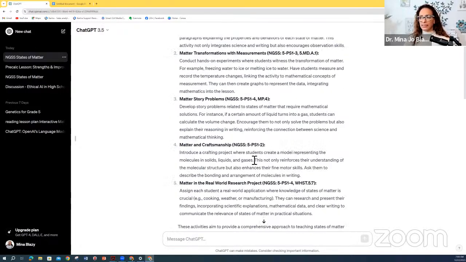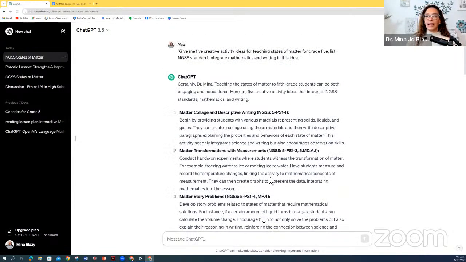So these are just some examples. Master craftsmanship: introduce a craft project where students create a model representing the molecules. I like that idea, hands-on activity. And then ask them to describe the bonding and arrangement of molecules in writing. Kids who can read, kids who can hear, means that they can read and hear something or listen to it. But kids that can write about it or speak about it have usually learned it. Remember that. So that's why I added writing. You may even want to add a speaking component.